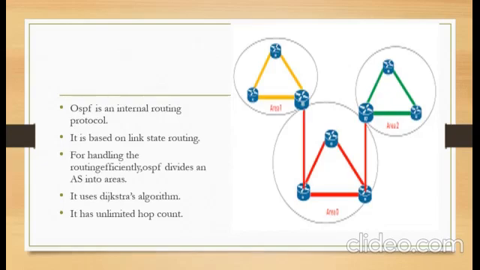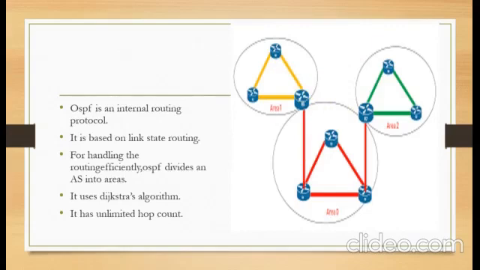OSPF is based on link state routing. In link state, every router shares its information with its neighbors, then the neighbors share that information with other routers. So a single router shares its information with all other routers in an autonomous system. For handling the routing efficiently and in a timely manner, OSPF divides an autonomous system into different areas.